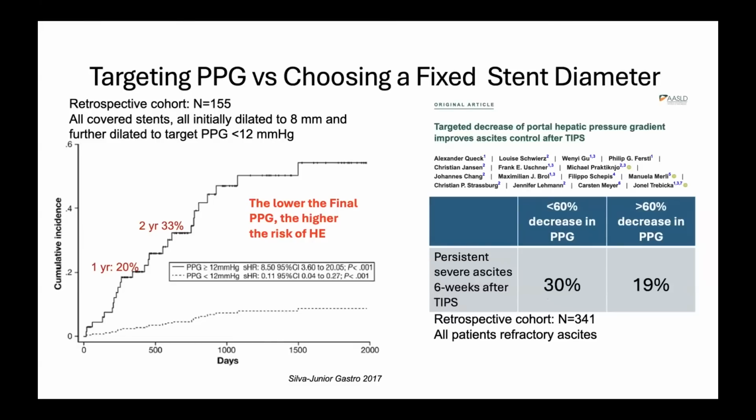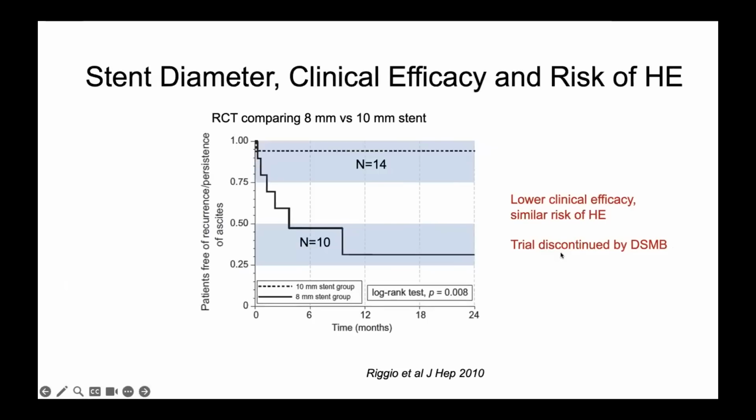So again, this is telling us that we have to be conservative in how much we decrease the gradient, especially in patients in whom it is never an emergent situation, like refractory ascites. And this concept was explored initially in a pilot study comparing an 8 millimeter stent group with a 10 millimeter stent by Oliveira Riggio in Rome.